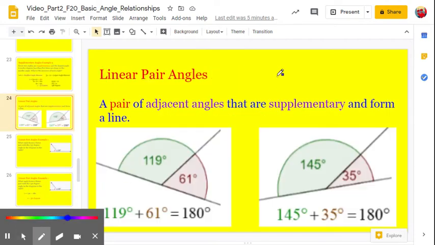All right, the next common pair of angles you'll see in this class are linear pair, a pair of adjacent angles that are supplementary and form a line. So basically you'll have a line or a line segment, and you have two angles on one side of the line. That is called a linear pair, and these are always supplementary. They always add up to 180 degrees. So you just need to know if you recognize a linear pair, then you know that they are supplementary angles.